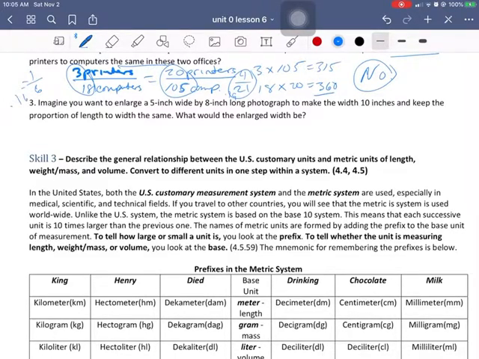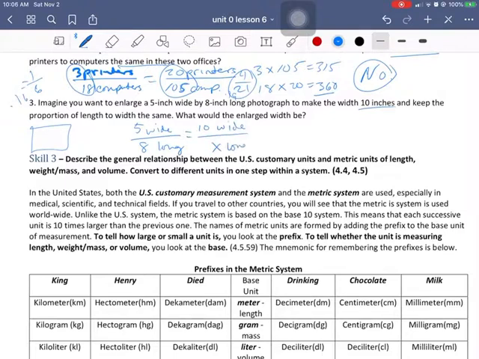All right, imagine you want to enlarge a 5x8 photo and you want to turn it into a width that's got 10 inches and can keep the proportions the same. So 5 wide over 8 long, and they want you to change it to 10 wide.